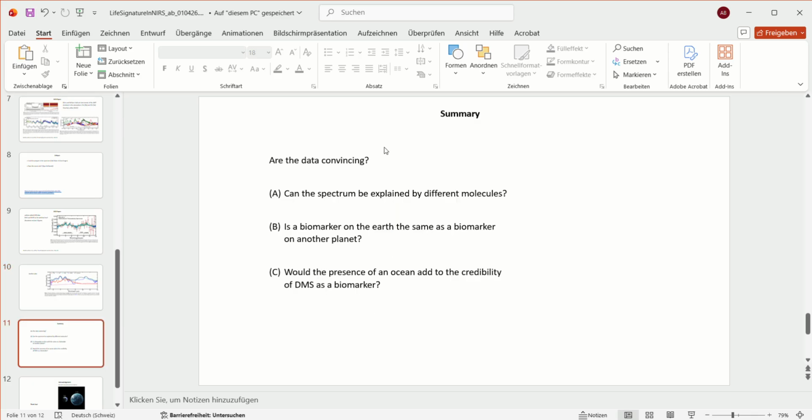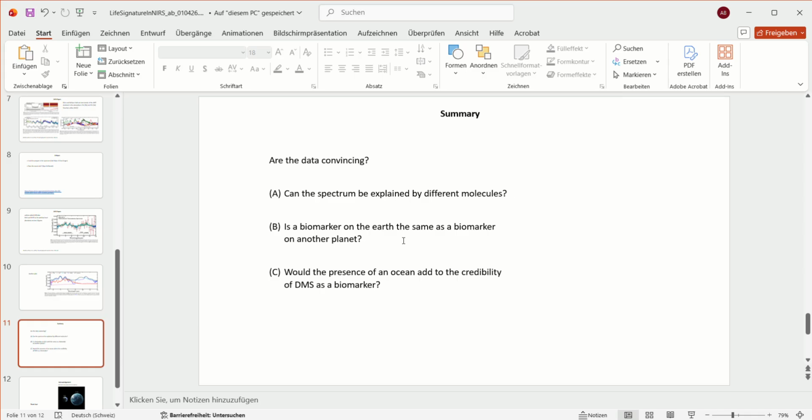So as a summary, are the data convincing? I think it's a bit early to say that. Can the spectrum possibly be explained by different molecules? That's one question to be answered. The other is, is a biomarker on the Earth the same as a biomarker on another planet?